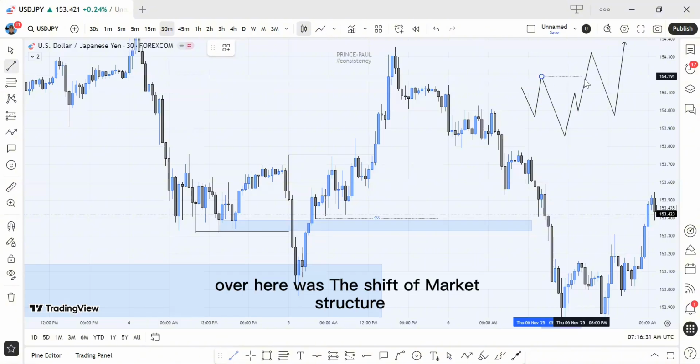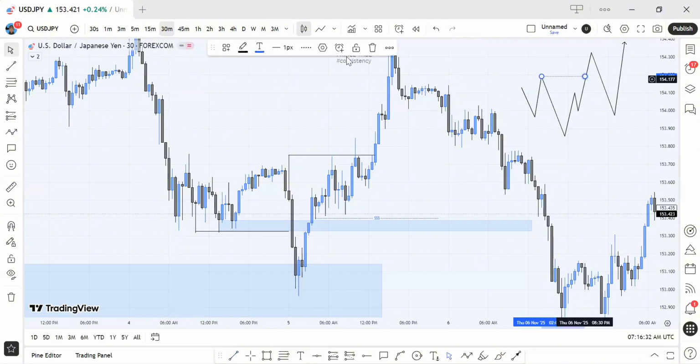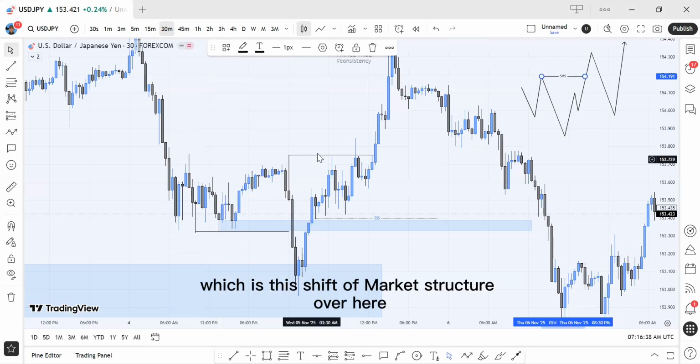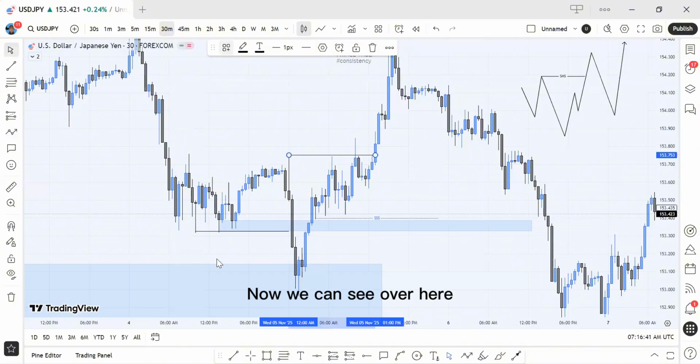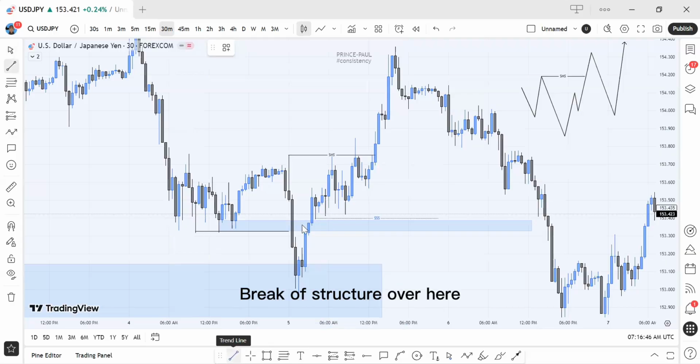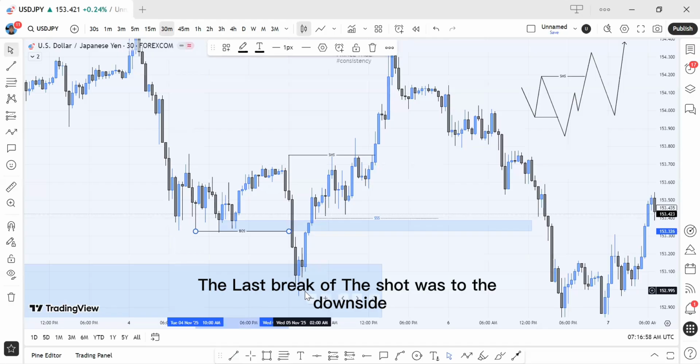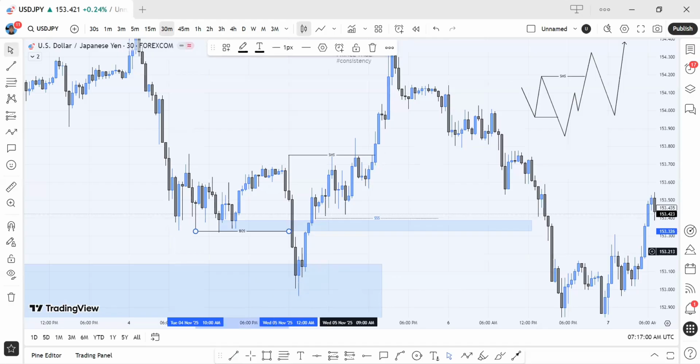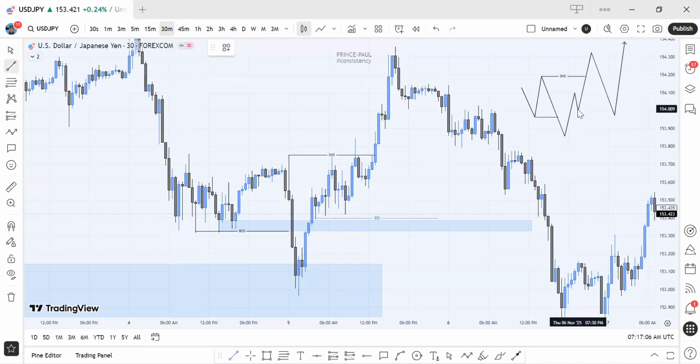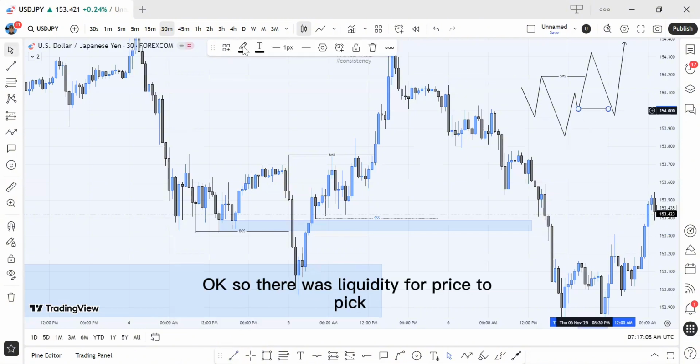Right? Over here was the shift of market structure, which is the shift of market structure over here that we can see. Then there was this break of structure over here, the last break of structure to the downside before the shift of market structure to the upside. Then we also spotted this liquidity over here. So there was liquidity for price to take.